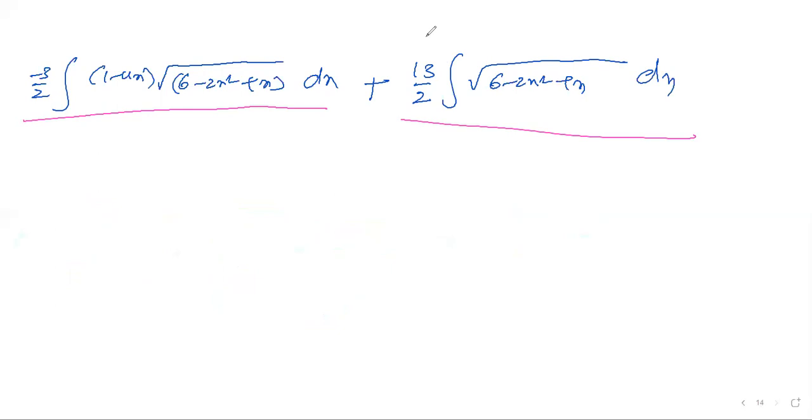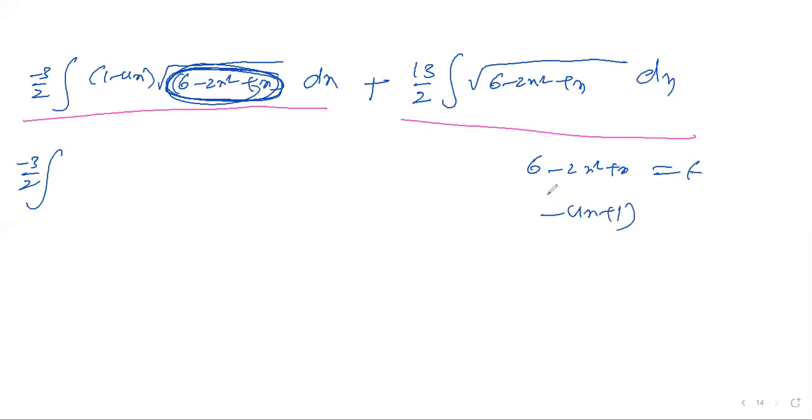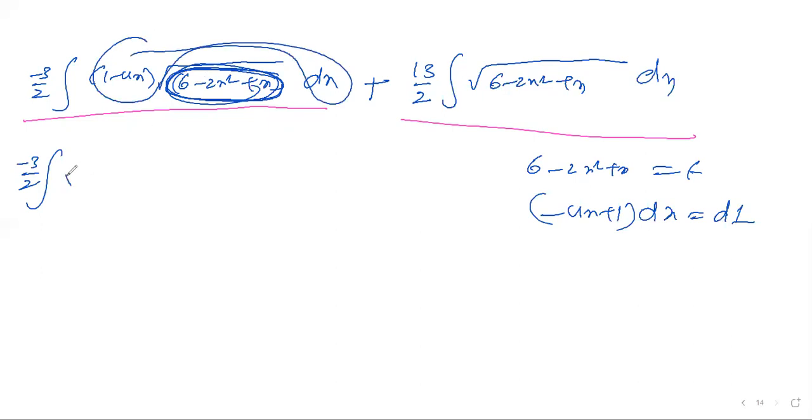Now I'll continue this. Minus 3 by 2. Whenever the step is a bracket, you can take it as t. So I'll take 2x square plus x is equal to t. Definitely you'll get minus 4x plus 1 into dx equal to dt. So minus (1 minus 4x) dx is equal to dt. So what you can get? Root t into dt. Clear?